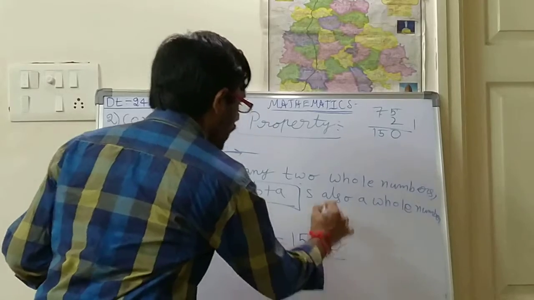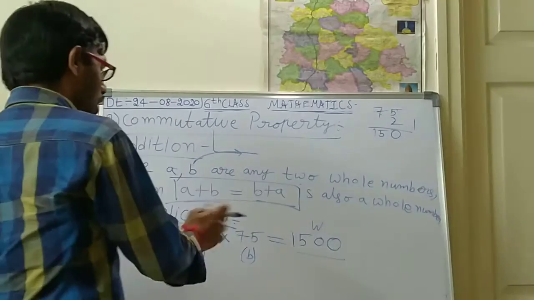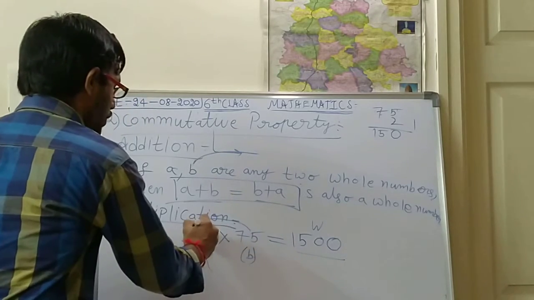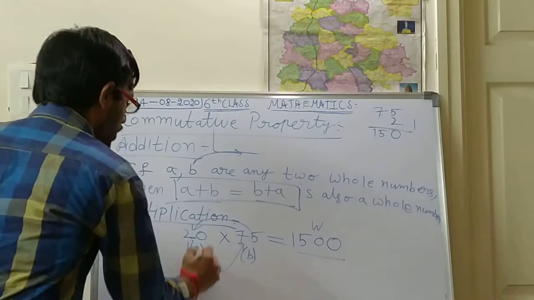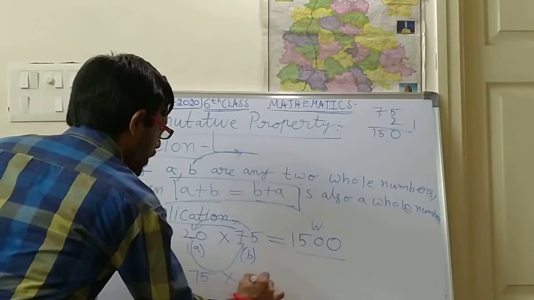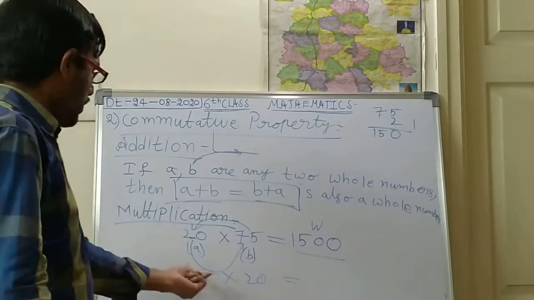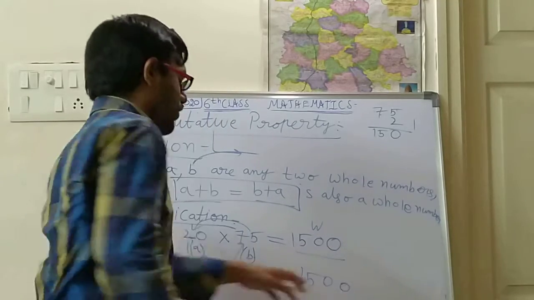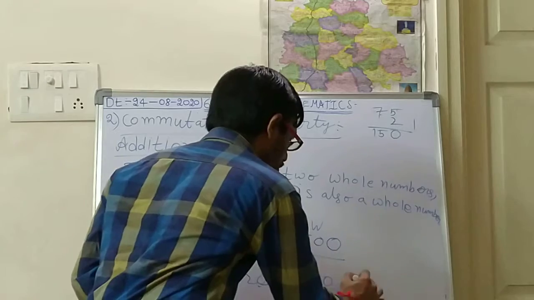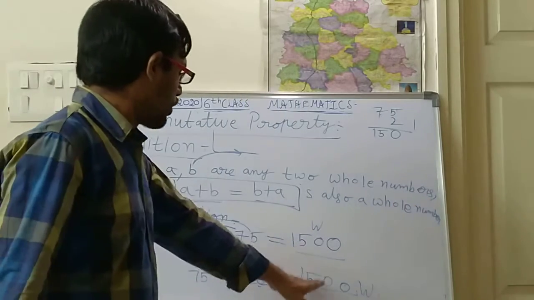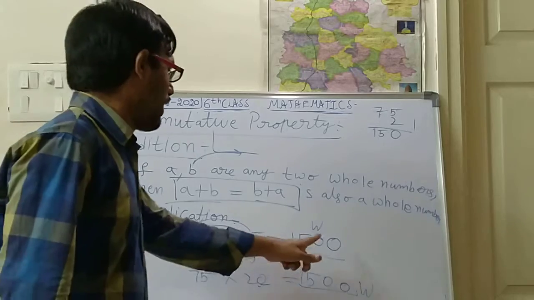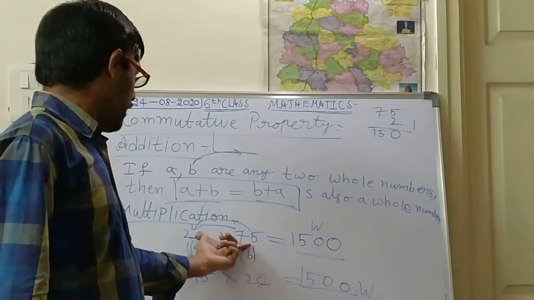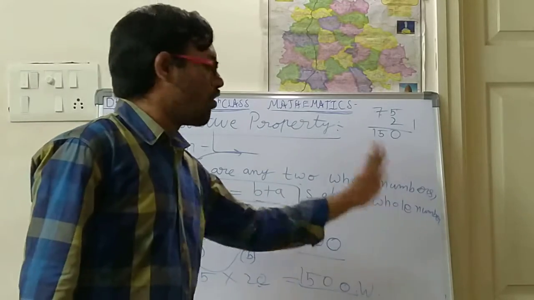So 1500 is also a whole number. Is it right, children? Now you should find B into A. Interchange the numbers: 75 should come here and 20 should go there. After interchanging, 75 into 20. Same numbers. 75 into 2 is 150, and one 0, so 1500. This is also 1500 only, so this is also a whole number. Both are whole numbers, and both are equal. So A into B is equal to B into A, which is a whole number only.